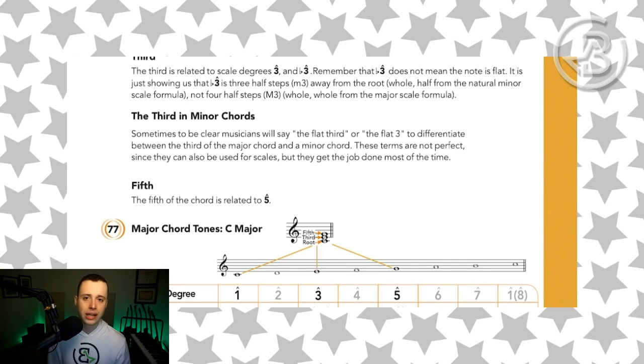The fifth is related to scale degree 5. So in summary, we have the root, which is essentially like scale degree 1 or the tonic. We're going to have the third, which is like scale degree 3 from a major scale or scale degree flat 3 from a natural minor scale, which is almost like the mediant. So the third is like the mediant. And then we have the fifth of the chord. The fifth is going to be like scale degree 5 or the dominant.